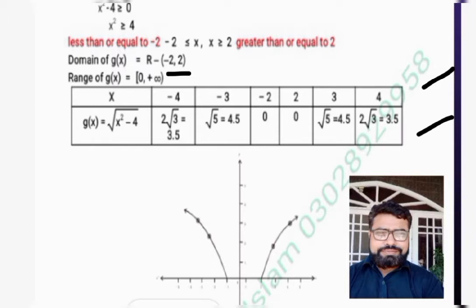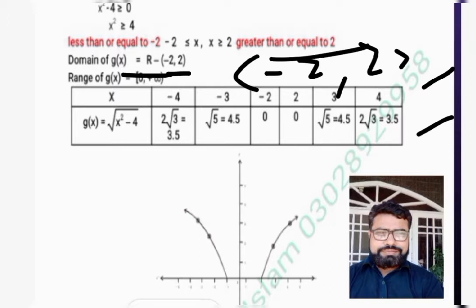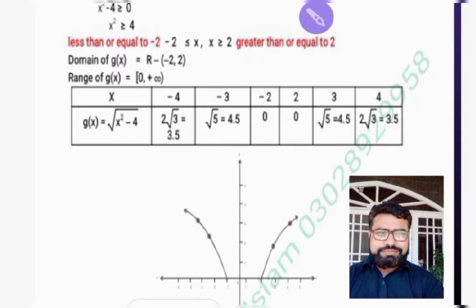So we will write the domain: R means the set of real numbers, and this is an interval which is not in the domain, so we have subtracted it from the real numbers, that is R minus the interval from minus 2 to 2. These values are not part of the domain, so we have subtracted them from the real numbers.